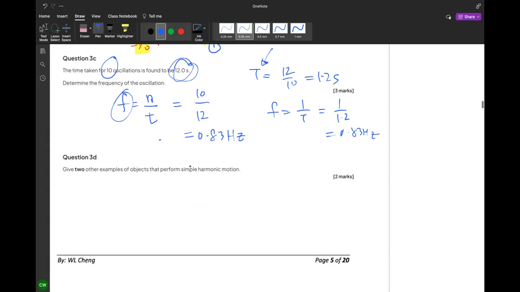Okay, give me two examples of simple harmonic motion. What are the examples that you know? Okay, let's simply write. Give me two examples. Let's see if you can hit the simple harmonic motion.